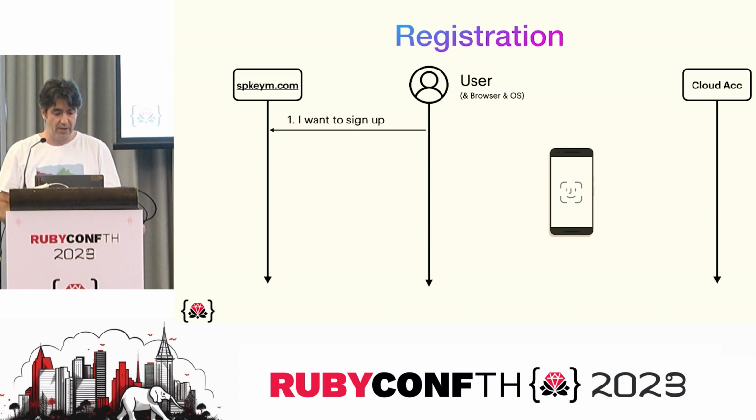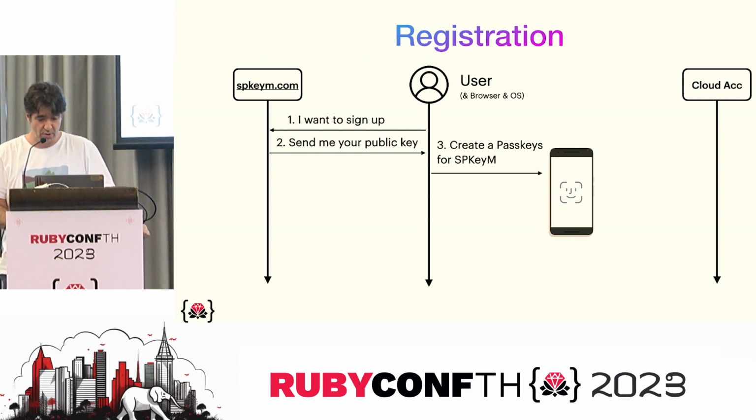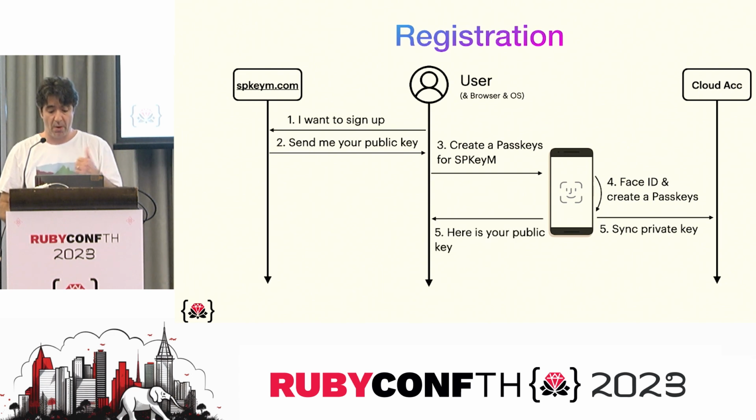So you go to a website, and I wanted to sign up, and the website is going to say, hey, please send me your public key. Yes, sure, I will create one passkey for you for this website. So I'm going to ask my device to create a passkey for me for that specific website. The first thing that device is going to do is validate your biometrics, and once your biometrics is validated, it's going to create a private and a public key for you. Your private key gets synced to the cloud account, and your public key goes back to your browser and then goes back to the website.